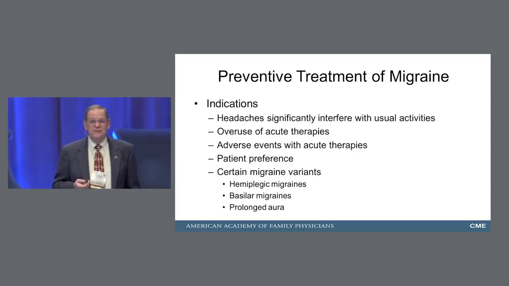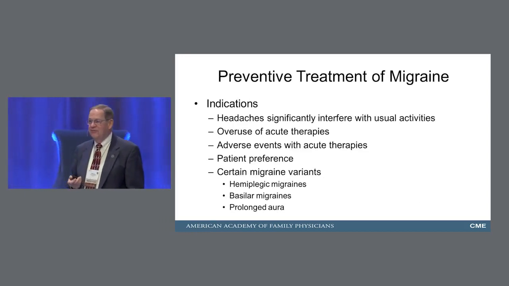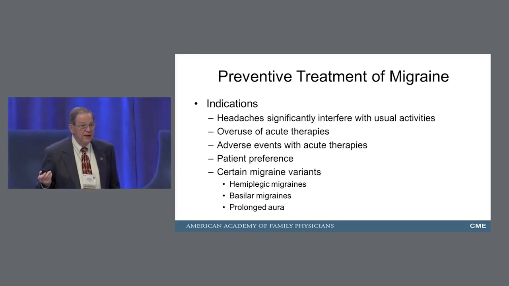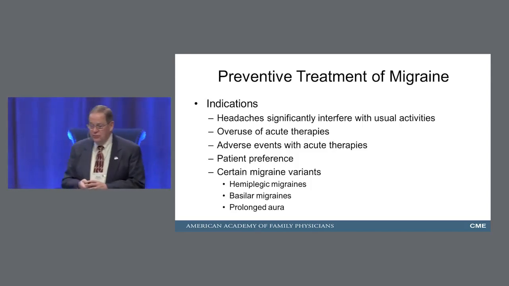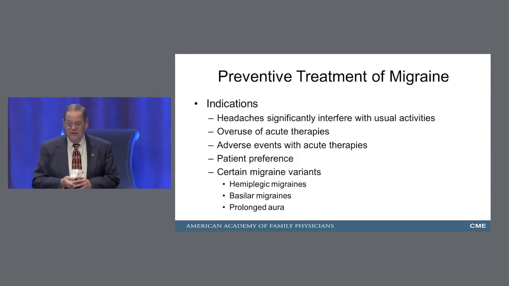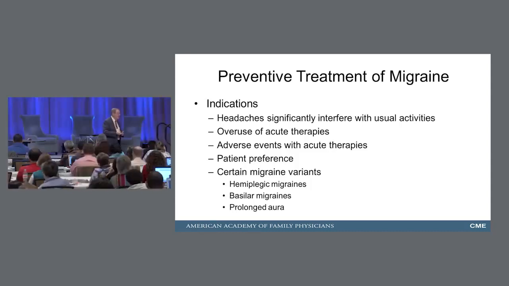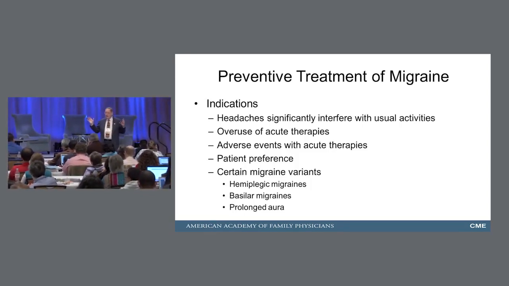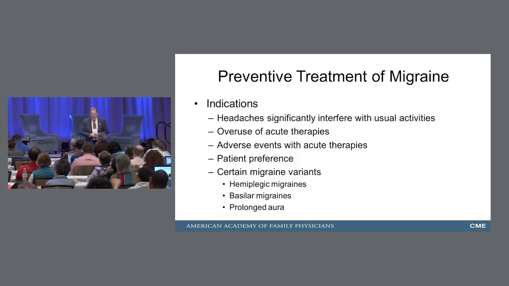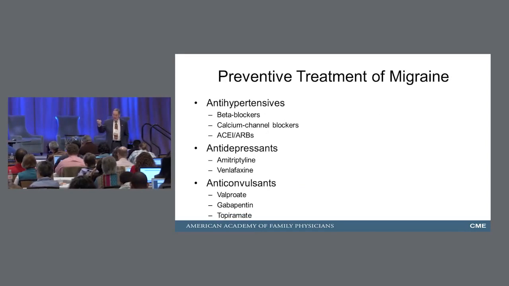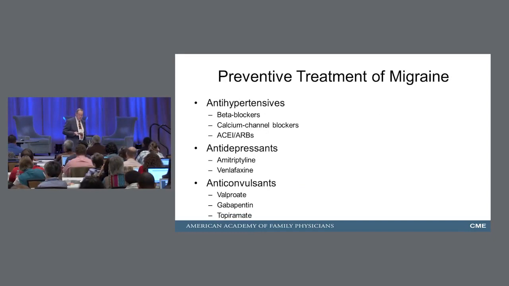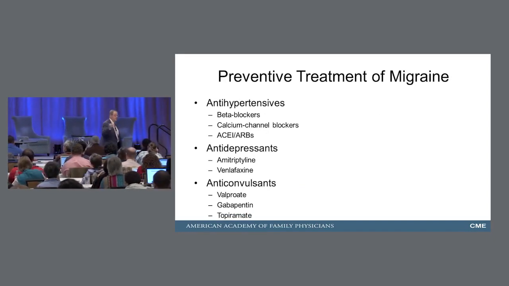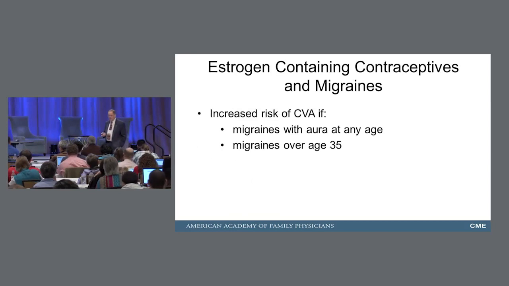How about preventive treatment? When should we treat patients preventively for migraines? If they interfere with their usual activities, if they're overusing their acute, abortive treatment, or if they're having adverse effects, or if they just say, I just don't like taking these medicines and I want to try this. And certain migraine variants you should treat earlier with preventive. And these are the three classes of medications. I've usually seen topiramate and beta blockers used the most, but that I'm sure varies a lot with the neurologists.